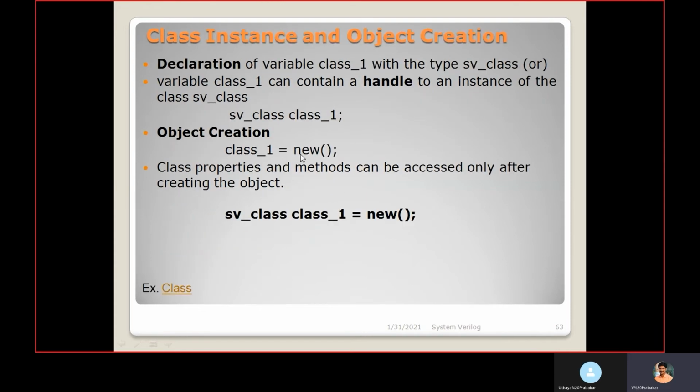When you write class1 equal to new, we are calling the new method present inside the class. When you call this method, physical memory is automatically allocated for that class, so that you can access the properties and methods of that class. We did this in 2 lines, but in a single line you can declare a variable as SV class and create the new constructor for it. We are creating memory for class1. So we will see one example.